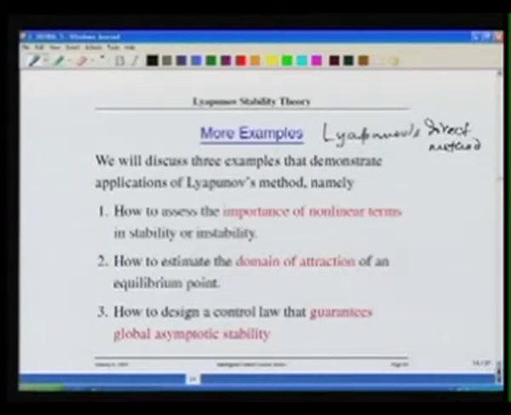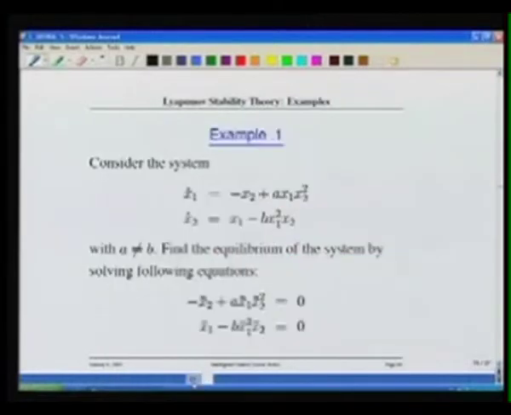So, these three questions we will try to answer. How to assess the importance of nonlinear terms in stability or instability? How to estimate the domain of attraction of an equilibrium point? How to design a controller that guarantees global asymptotic stability? So, these three things. We will take one example here.